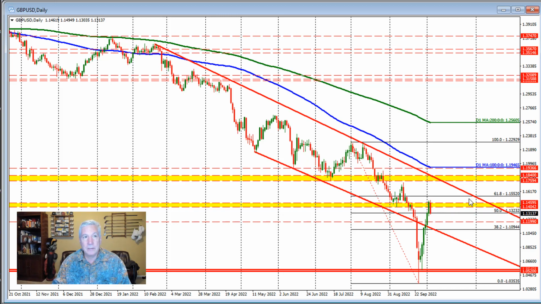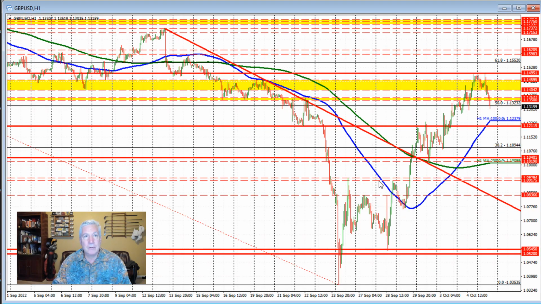The price is right near the 50% retracement of the move since the August high to the September low, so the two-month range, that comes in at 1.1323. We're currently trading below that level at 1.1316. Let's drill down and take a look at the hourly chart here. What we see on the hourly chart is that the high price today stalled near the high price from yesterday.